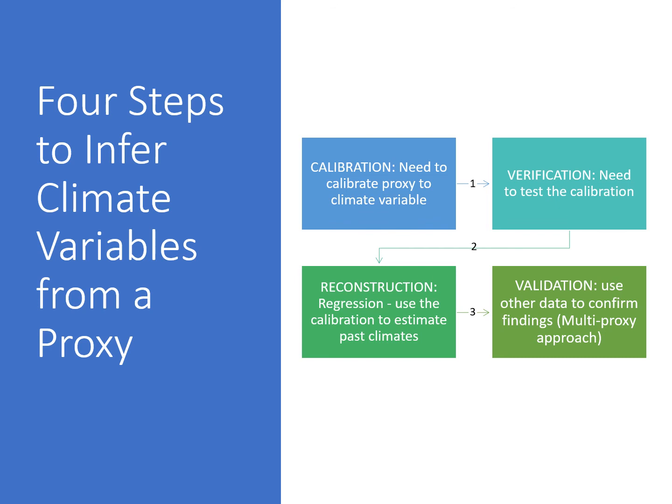Step 2 is verification. This is testing to see whether the calibration determined in step 1 accurately estimates the climate variable of interest. Reconstruction or regression. Step 3. Now we apply our calibration to the proxy preserved in the archive to determine a record of past climate. Step 4. Validation. Now we check on our reconstruction using other archives or other proxies from the same archive. Let's look at what we can learn about past climates using proxies and these 4 steps.